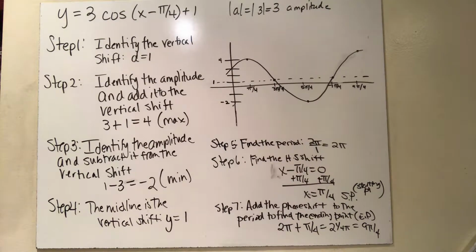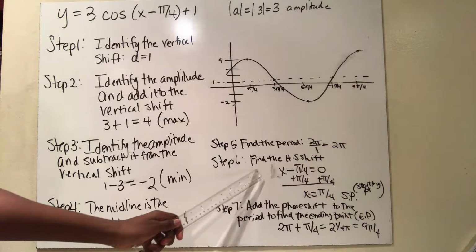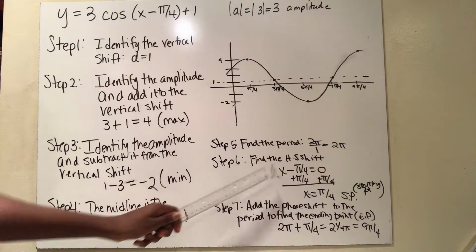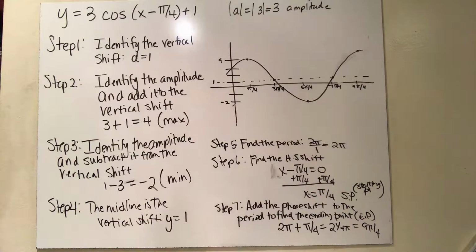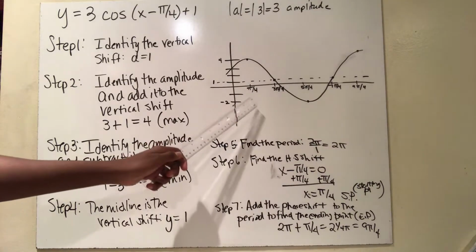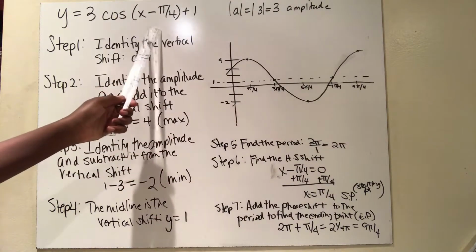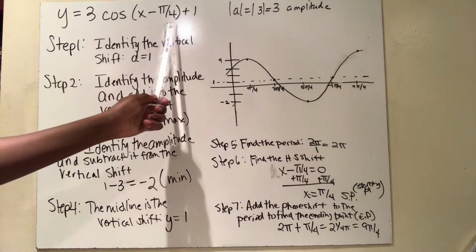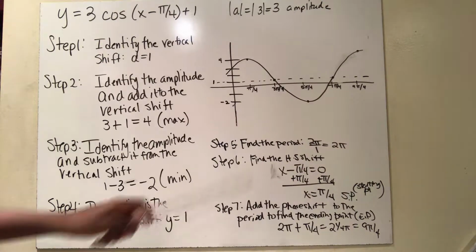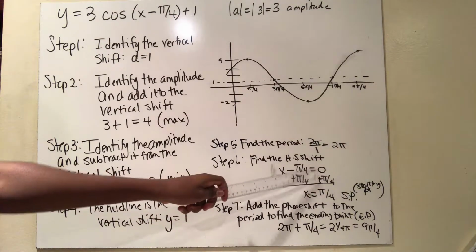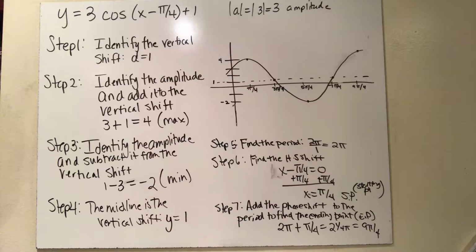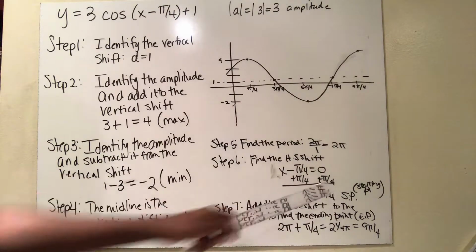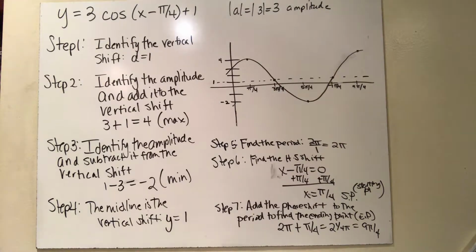Step number 6, I'm going to find the horizontal shift. So I'm going to take everything in the parentheses in the function, x minus pi over 4, and set it equal to 0. And then I'm going to solve for x. So you add pi over 4 to both sides and you get x equals pi over 4. All right, this will be my starting point because this is my phase shift. So I'm going to plot pi over 4 on my graph.